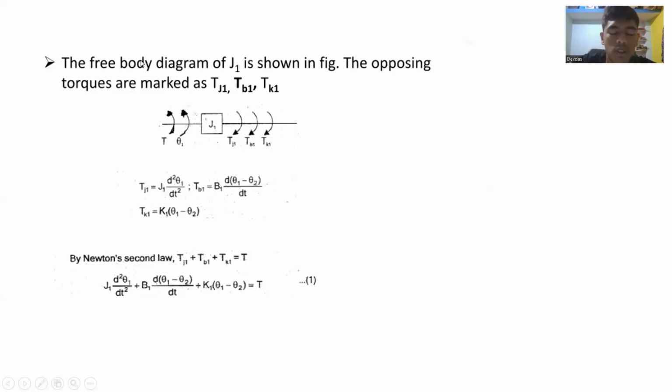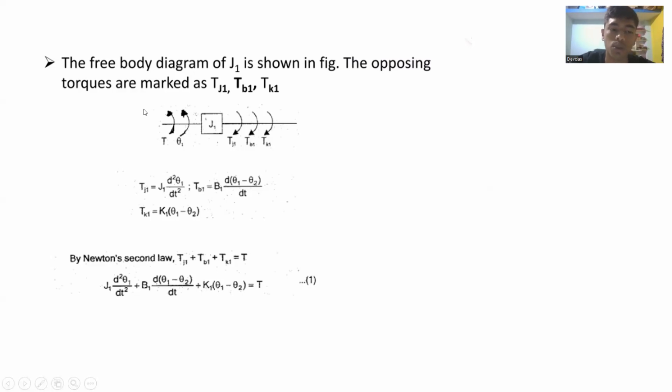Basically, whenever you solve questions based on the FI analogy, or even a translational mechanical system or rotational mechanical system, you need to draw a free body diagram. This helps you to answer in a quick and convenient way.